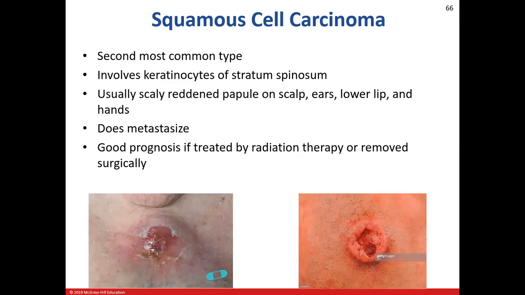Our squamous cell carcinoma is the second most common type. It's going to involve keratinocytes of the stratum spinosum. We typically are going to see some sort of scaly reddened papule on the scalp, ears, lower lip, and the hands. It does have a tendency to be able to metastasize. However, with the squamous cell carcinoma, we do typically have a good prognosis if it's treated by radiation therapy, or we can also go in and just remove it by surgical excision. Again, the same thing as before if we get deep enough to get it all.